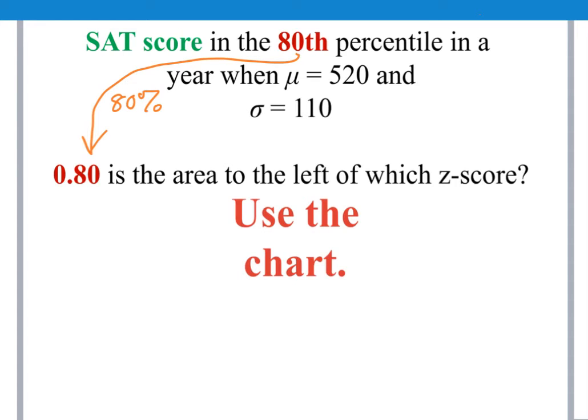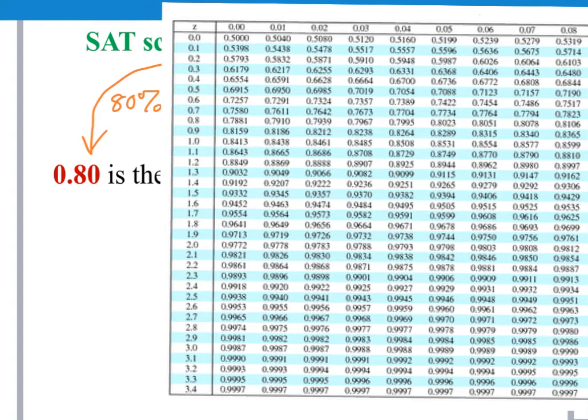And it's the area to the left of which z-score? Well, we have to use the chart in reverse. Let me pull up the chart first. Knowing that 80 is more than 50%, I have pulled up the top half of the chart, and I'm looking for a percentile. I do not have a z-score. So if I'm looking for a percentile, a proportion, or a probability, I have to look within the body of the chart. So I'm going to start looking for 0.80, or as close to 0.80 as I can get.